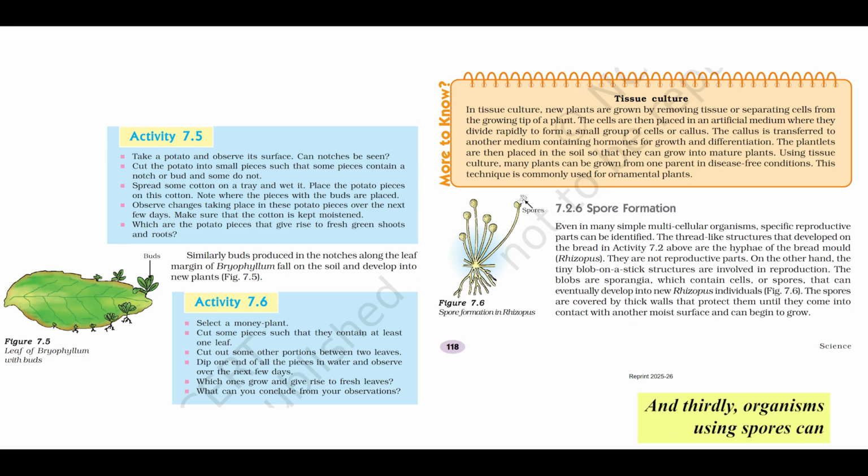And thirdly, organisms using spores can produce them in vast numbers, huge quantities. This dramatically increases the chances that at least some spores will land somewhere suitable and grow, maximizing reproductive success. So broad dispersal, protection, and high quantity are the key advantages. Dispersal, protection, quantity. Makes sense for something like mold.